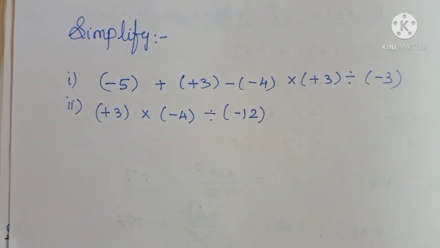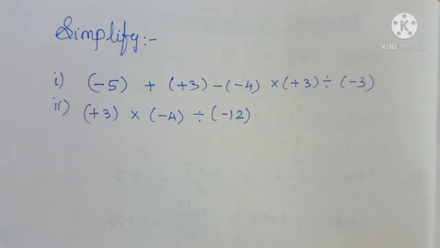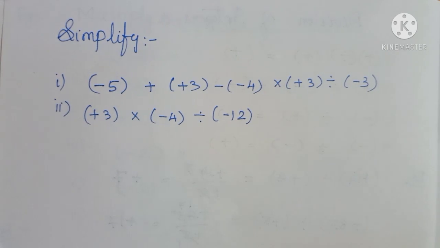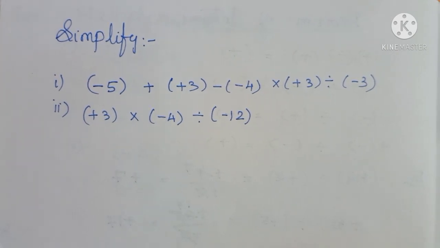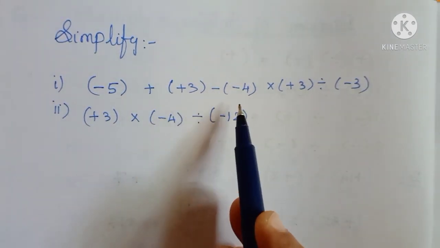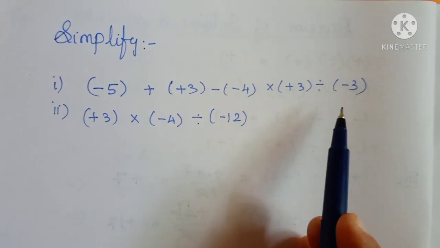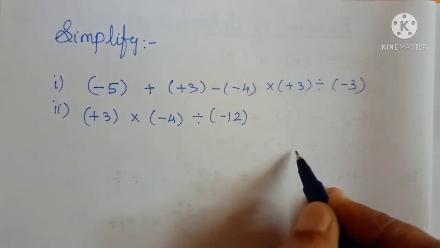Now we will see one simplification method. See here, altogether I took all four signs: addition, subtraction, multiplication and division, with positive and negative integers. How are we going to solve this one? See these two problems. If you try this, you can easily get a clear idea, and you can solve your sums without mistakes. Let us start with the first sum. Minus 5 plus of minus 3 minus of minus 4 into plus 3 is divided by minus 3. So already you learned BODMAS rule.